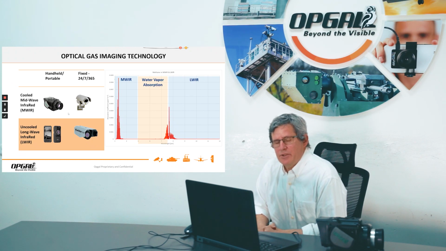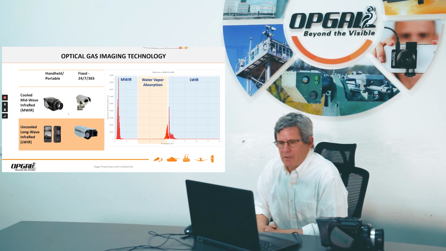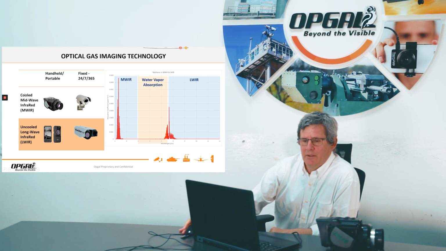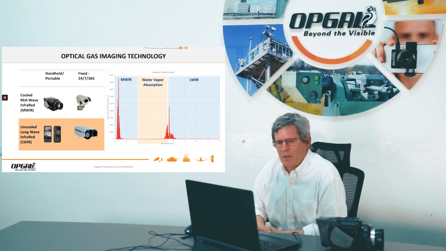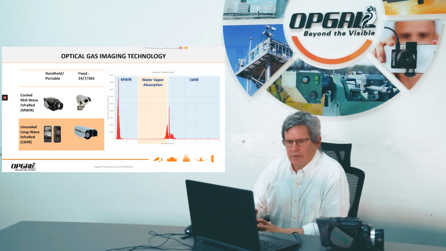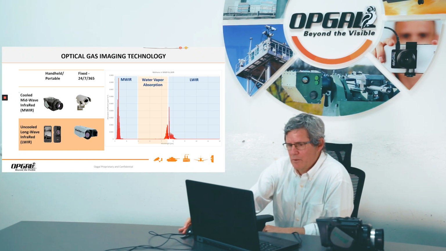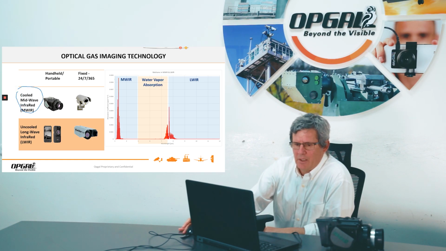So, optical gas imaging technology is essentially a thermal imaging camera. We have two spectral regions of thermal imaging. Optical gas imaging technology are thermal imaging cameras working in two spectral regions. One is the mid-wave IR and one is the long-wave IR.